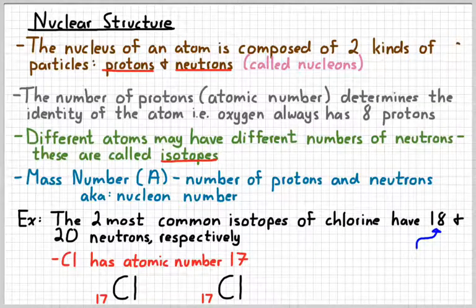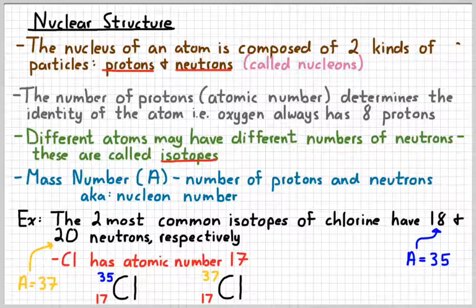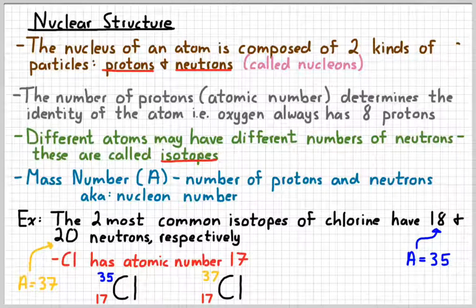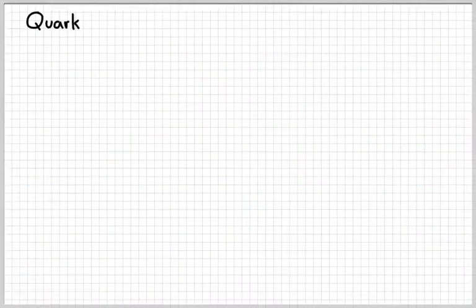So doing some real quick math, the isotope that has 18 neutrons would have a mass number of 35, 17 plus 18. And we would just write that as a superscript in front of the atomic symbol. And then doing some quick math there, the mass number will be 37 for the other isotope. We write that as a superscript in front of the atomic symbol. And so we would have two different kinds of chlorine, two different isotopes, chlorine 35 and chlorine 37.